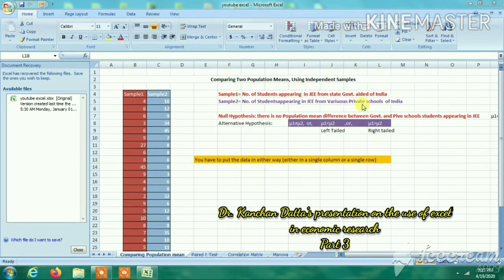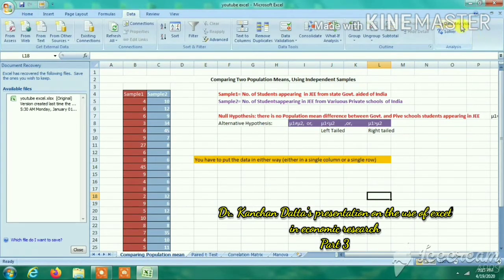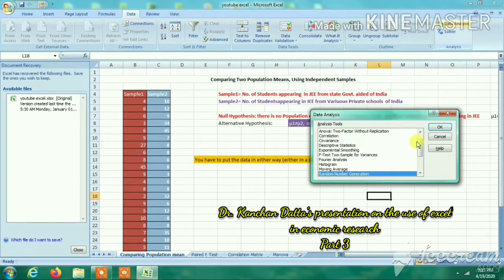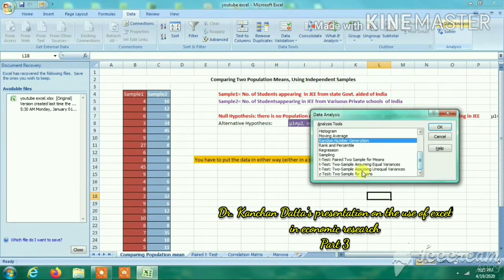How can we proceed with the help of Excel? This is the objective of this video. As we know, we have to go to Data, then Data Analysis. This is the t-test assuming unequal variances. So in our example, this is unequal variances.